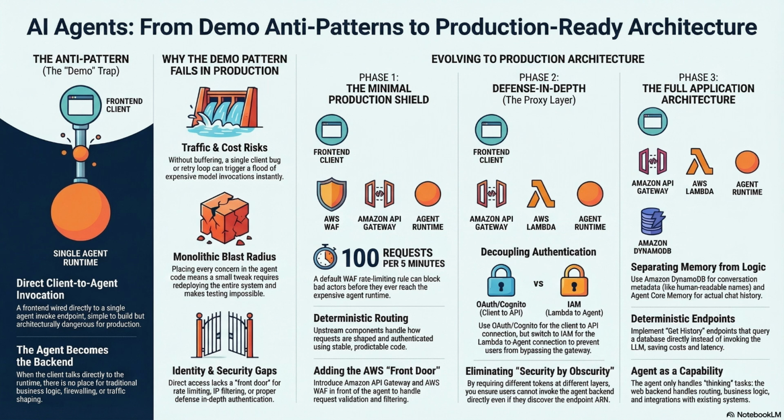Exactly. And this brings us to the first architectural iteration, building the front door. So how do we actually do that? We add what we call upstream components. You keep the exact same agent code, but you put something like Amazon API Gateway or an Application Load Balancer right in front of it. Got it. And critically, you protect that gateway with a web application firewall, or WAF.